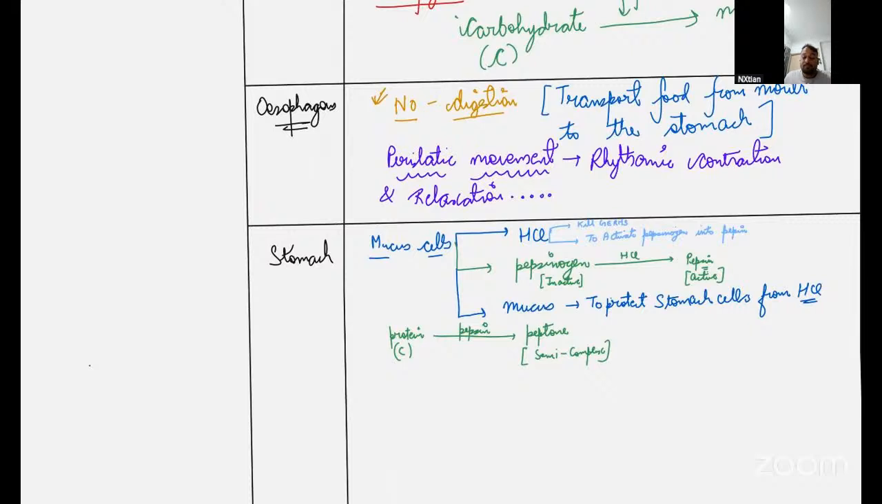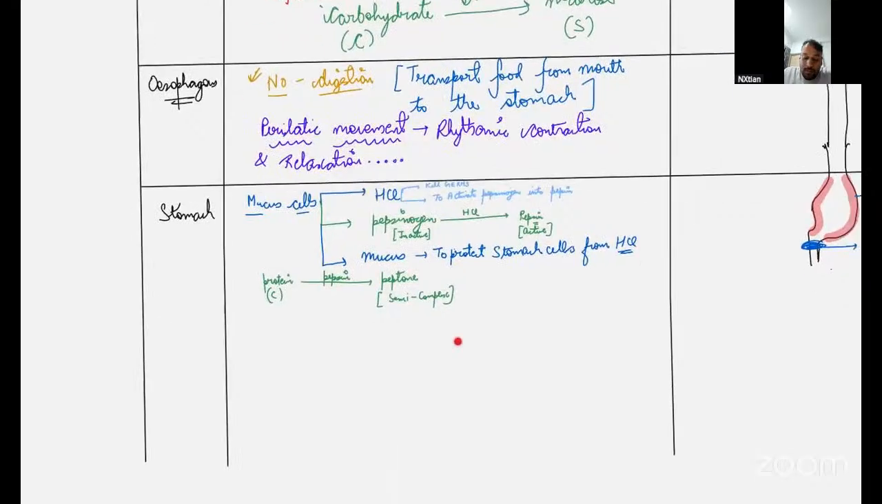Are you getting this? Yes. Sir, can you repeat? Proteins will convert into peptones, which is the half stage. Why? Because pepsin will convert it into a half stage, not the full simple form, but it becomes semi-complex form, because proteins are hard to digest. Are you getting this? Say yes or no. Yes, sir. Did you understand? Yes, sir. Now next stage.